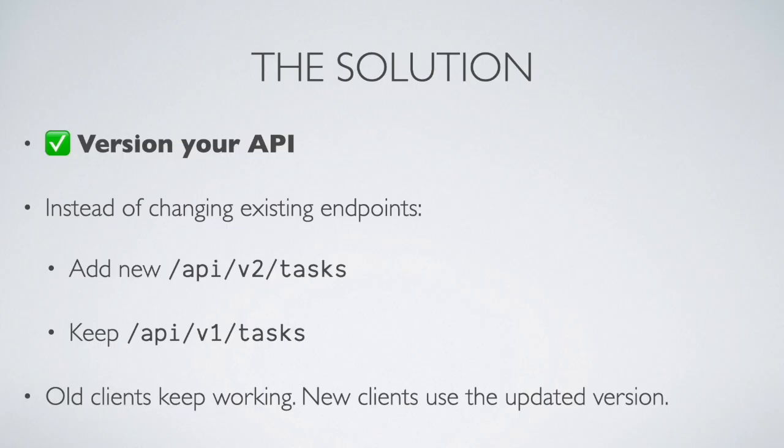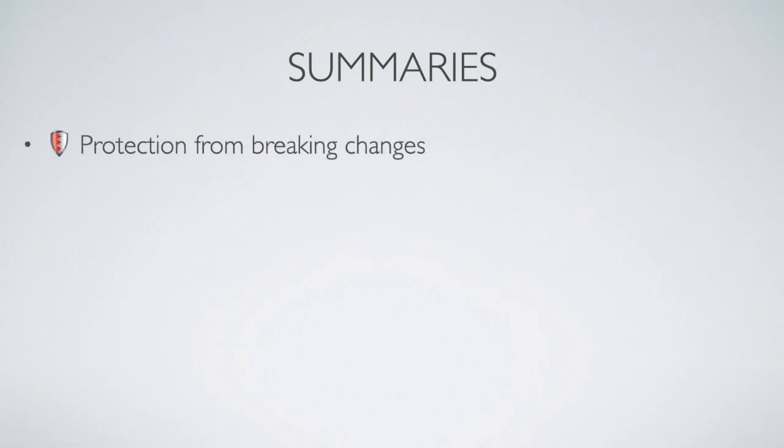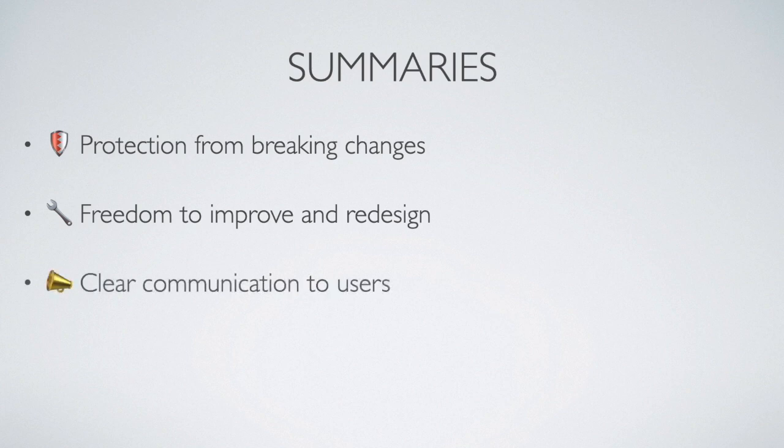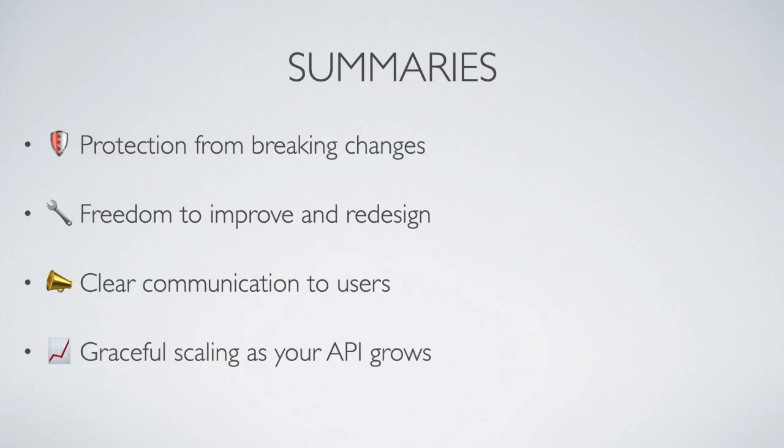So yeah, API versioning isn't just about organization, it's about respecting your users and keeping things stable while you keep growing. So to summarize, here are the main reasons why API versioning is important. It prevents breaking changes for your existing users. It gives you freedom to improve and iterate on your API design. It provides clear communication. Users can instantly know which version they are using. It helps your API age gracefully, especially as your project scales or gets adopted by other teams.